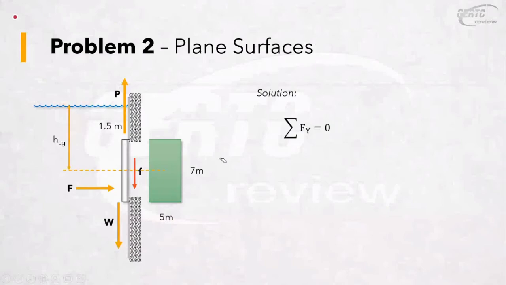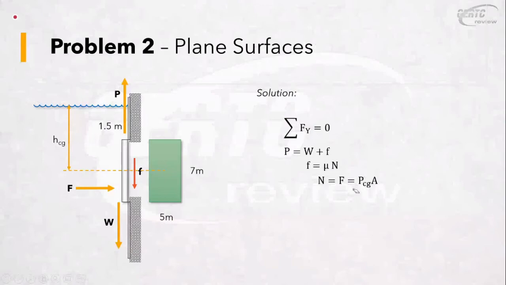So, the first thing that we're going to do is the summation of forces in y equals 0. Then P is equivalent to the weight plus the frictional force. And we know that the frictional force is mu times the normal force. The normal force is the force here, and we know that the force is PCG times the area.